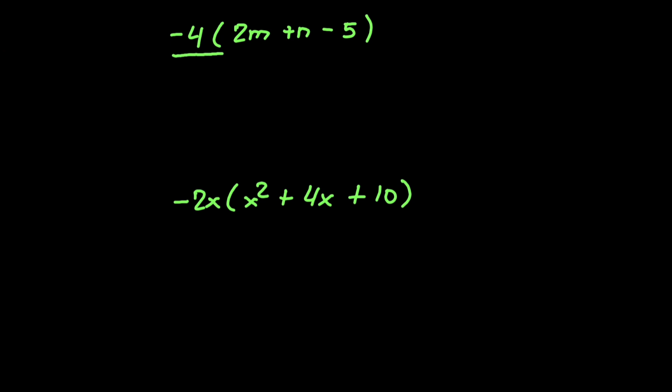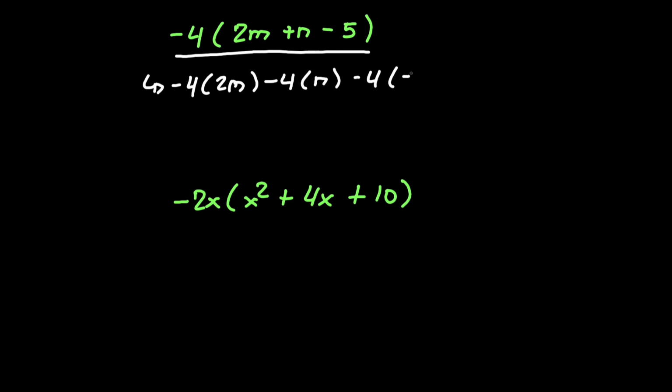Negative 4 multiplied by 2m plus n minus 5. It would be negative 4 multiplied by 2m, minus 4 multiplied by n, minus 4 multiplied by negative 5. It would be negative 8m minus 4n plus 20.